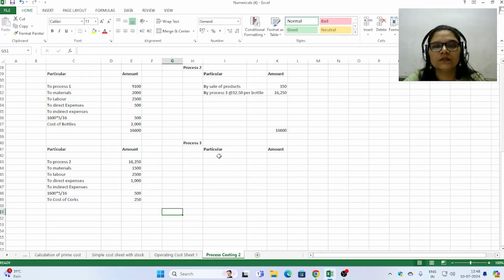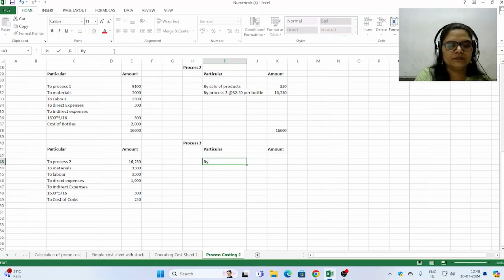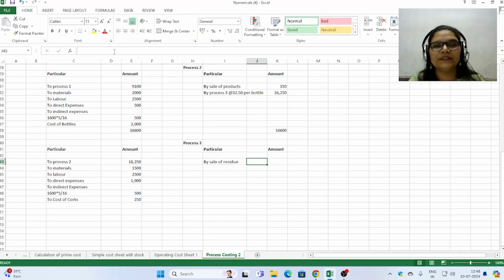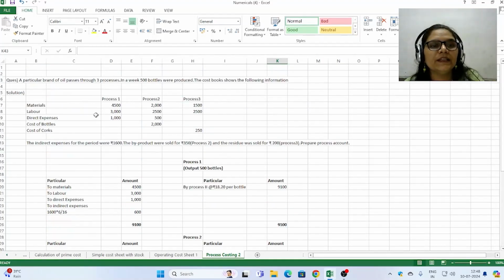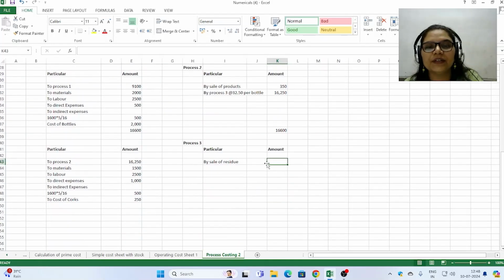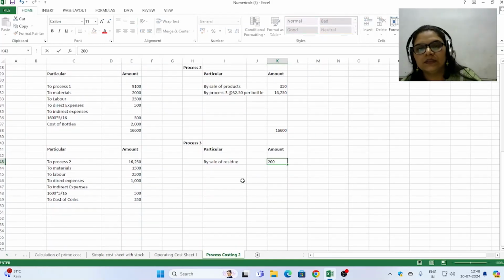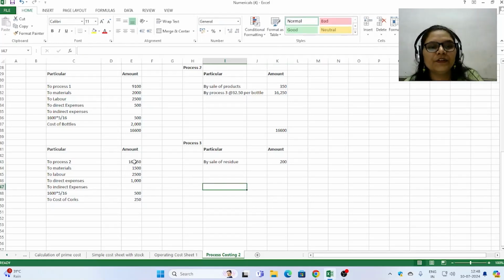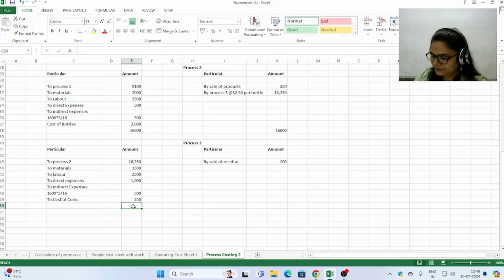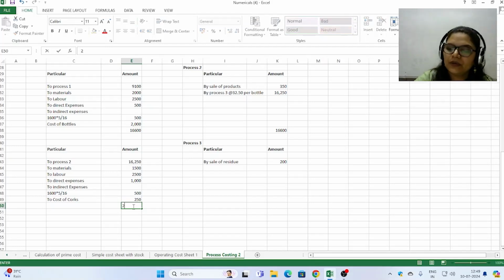Now, by sale of residue. Sale of residue which has been done in process 3. You can see it has been mentioned and the residue was sold for rupees 200. Now, if we add all this, we will get the amount of 22,000.